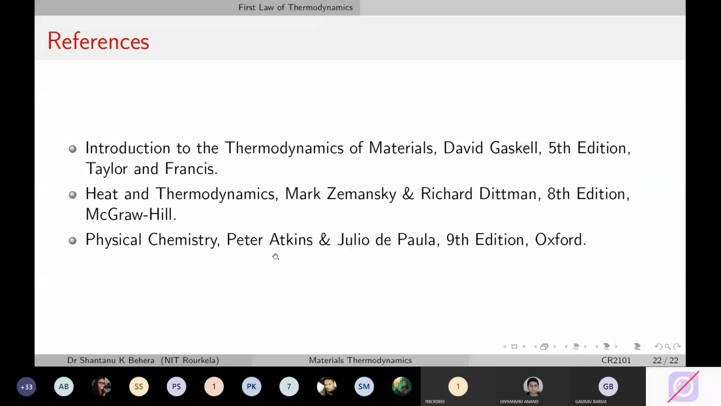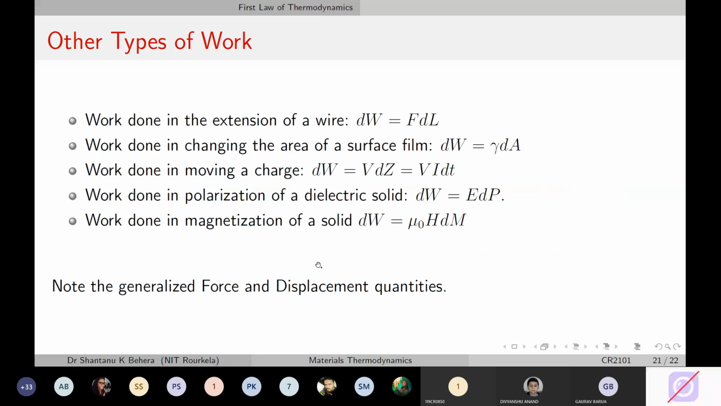So with this, I close and ask you a question. If I take, let's say, a very big glass slab, and take it to a height, and then I drop it down. That's the process. I take a big glass plate, and then I drop it down. How do I apply the first law of thermodynamics to this one? You think about it, and then we'll talk later.